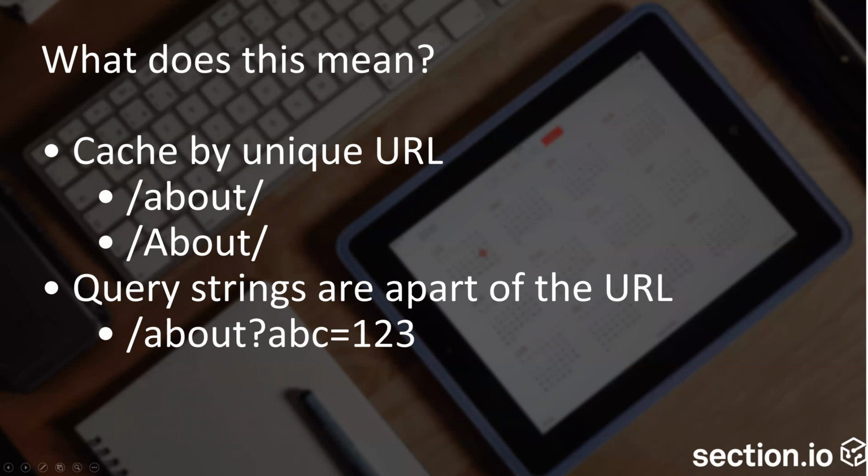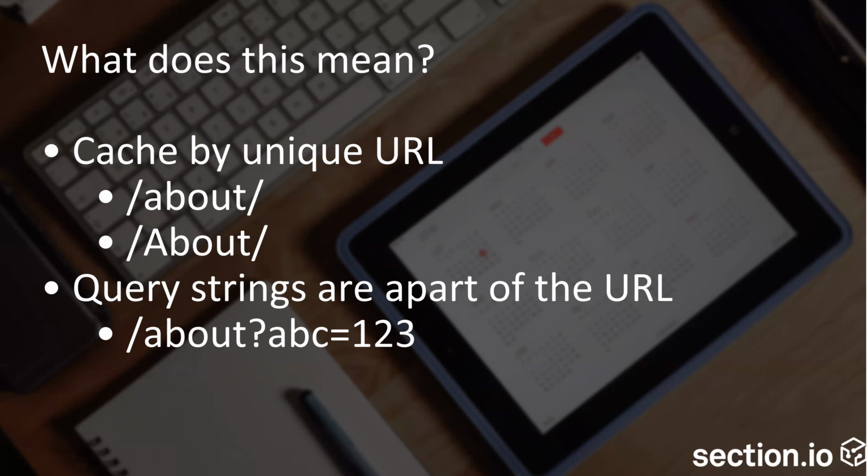Now, this default configuration has some implications. So what does this mean? Varnish treats URLs in a case-sensitive fashion. So if you look at this first bullet point here, we've got two URLs that look like the same thing. However, because of the capital A on the second URL, Varnish is actually going to maintain two copies of this content, one for the lowercase version and one for the uppercase version.